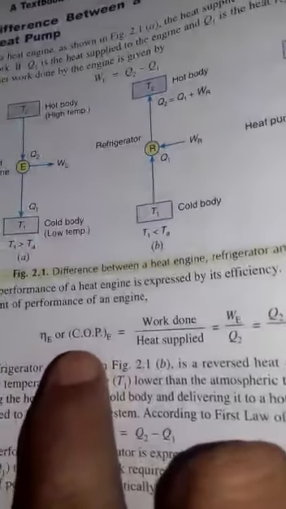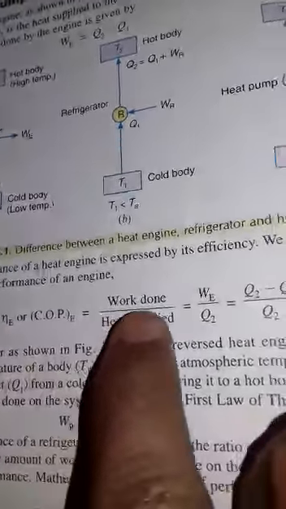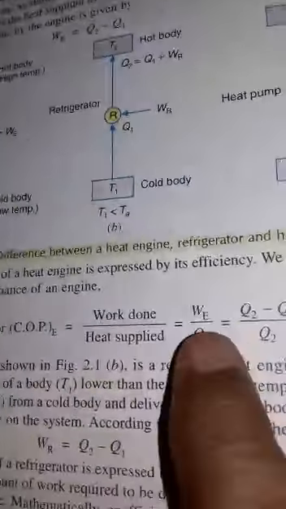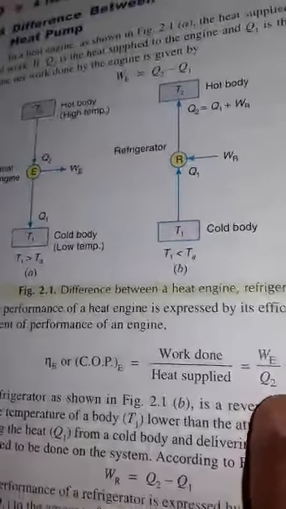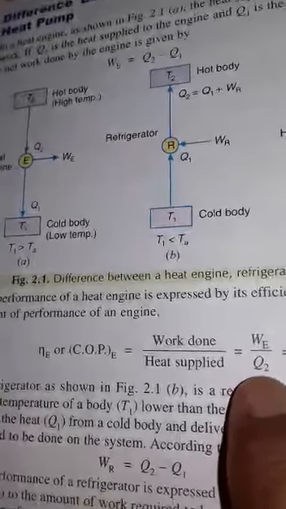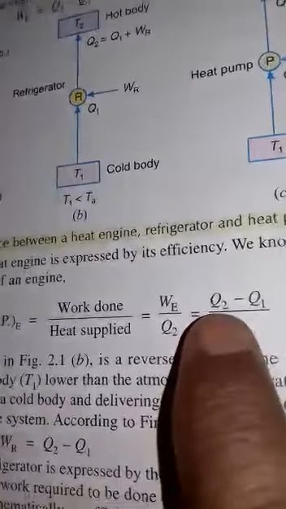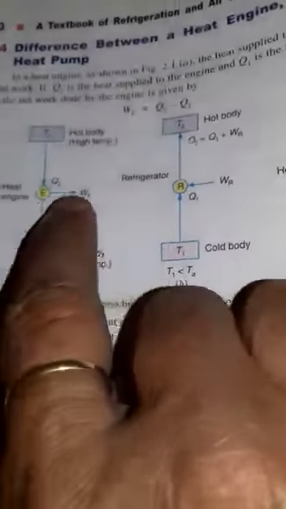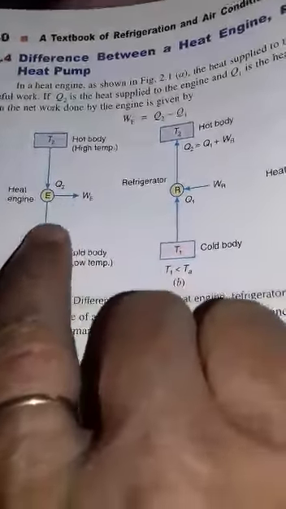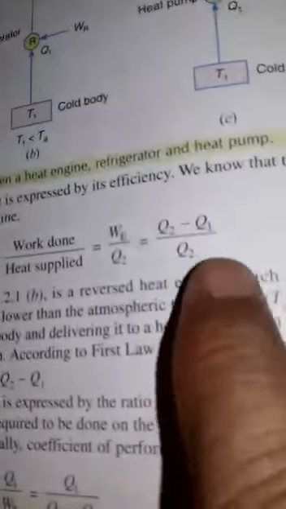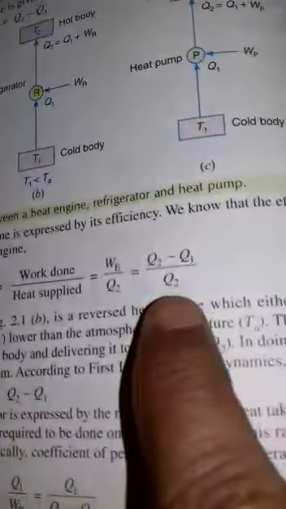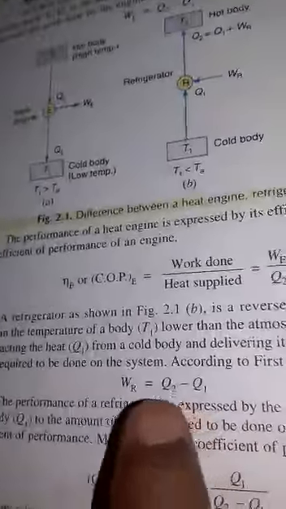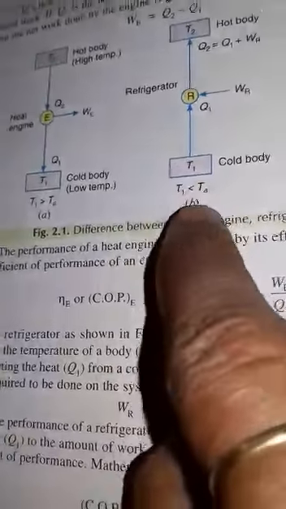Therefore, the efficiency of the engine is given by work done upon heat supplied. Efficiency of the engine, that is WE upon Q2. Q2 is the heat supplied. W is the difference between the heat, Q2 minus Q1, divided by Q2, heat supplied. And that will be coming to you 1 minus Q1 upon Q2 if you further solve it. Now the next one is the refrigeration.